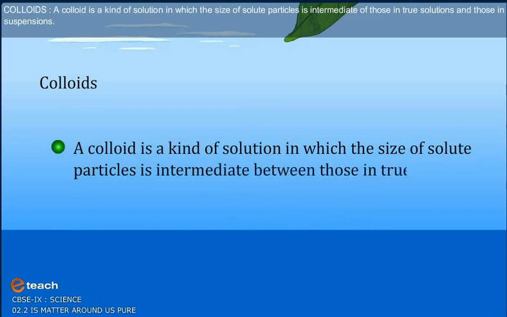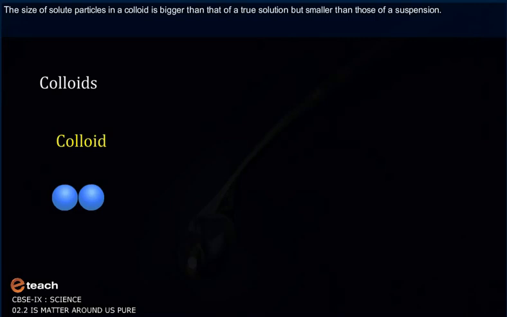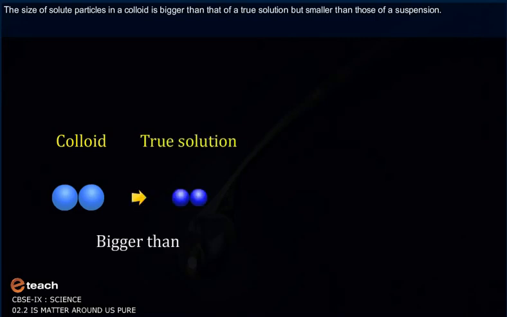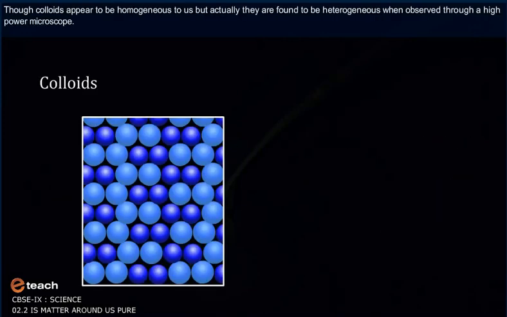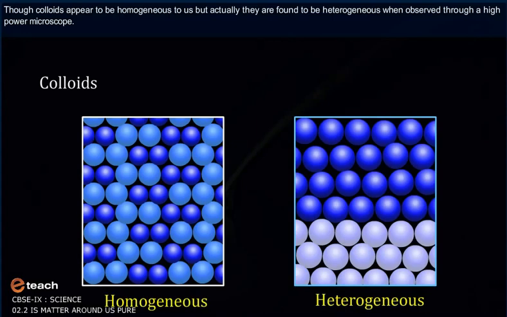Colloids. A colloid is a kind of solution in which the size of solute particles is intermediate between those in true solutions and those in suspensions. The size of solute particles in a colloid is bigger than that of a true solution but smaller than those of a suspension. Though colloids appear to be homogeneous to us, actually they are found to be heterogeneous when observed through a high-power microscope. So, a colloid is not a true solution.